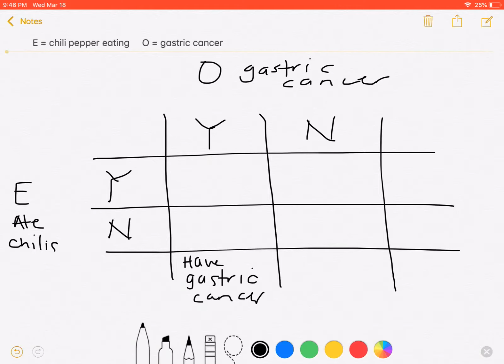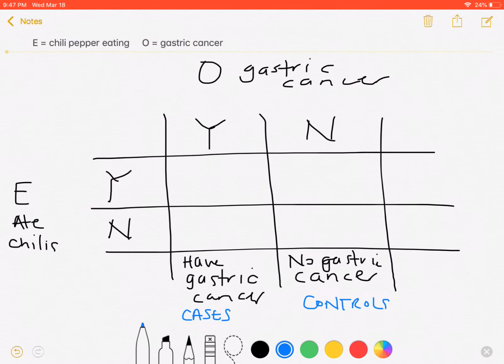The next thing we go to is we go find our controls. And all our controls, our total controls, will end up in this box. So all people without gastric cancer. All our controls, right? So we would call these cases. We call these guys controls. So your total cases and your total controls.